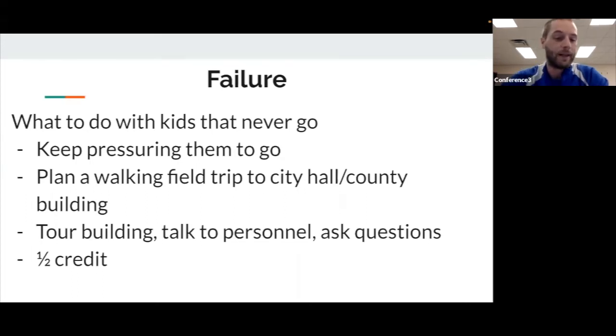And usually there's something interesting going on with the tour, again, talking to the folks that are there. We usually get to talk to a city manager, talk to a judge, talk to some clerks. All of those are really cool things that we've done before. Kids get to ask questions. It's great. I give them half credit. If they at least make it to the walking field trip, I'll give them half credit. Maybe some people will do different. That's just what I do. And I've been comfortable with that.